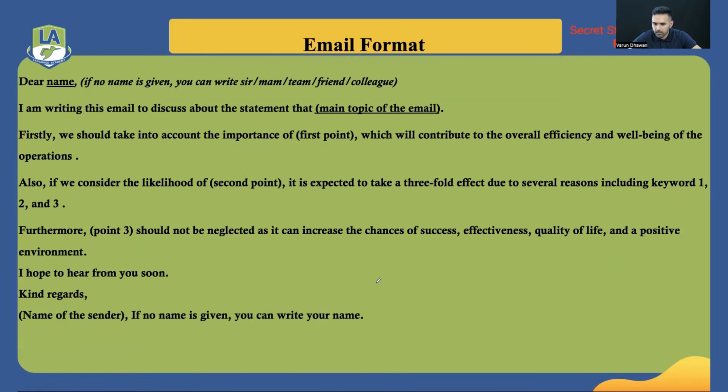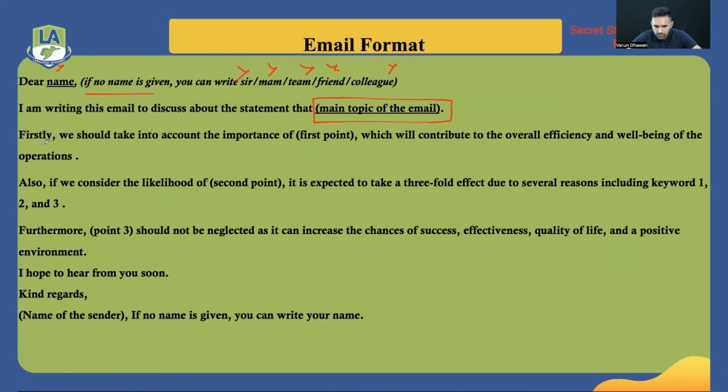Play smart, use the template. What is the template? You start with dear, name of the person you're writing to. If no name is given, you can write dear sir, dear ma'am, dear team, dear friend, dear colleague, depending on the email, right? I'm writing this email to discuss the statement that... Here you have to write the main topic of the email.